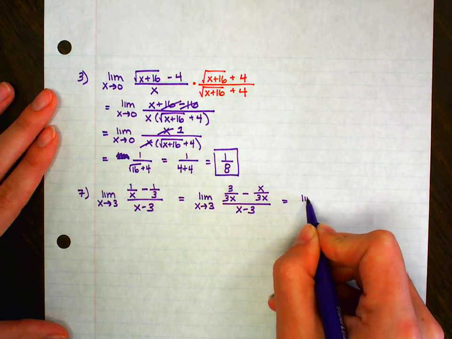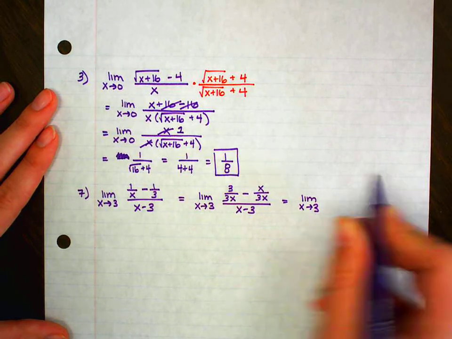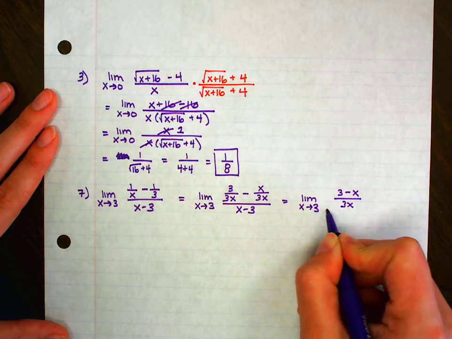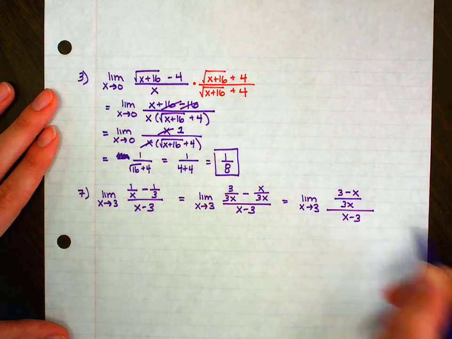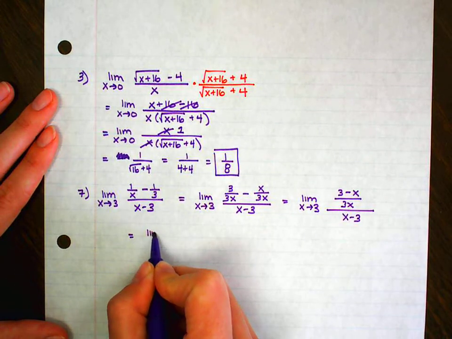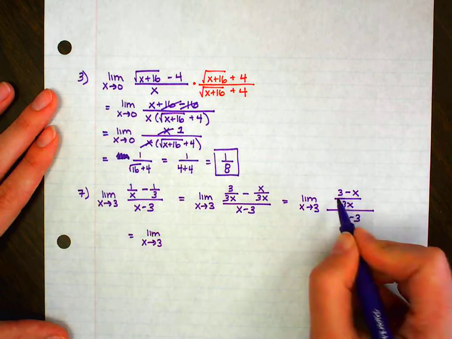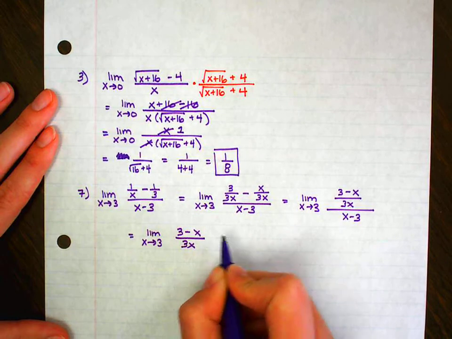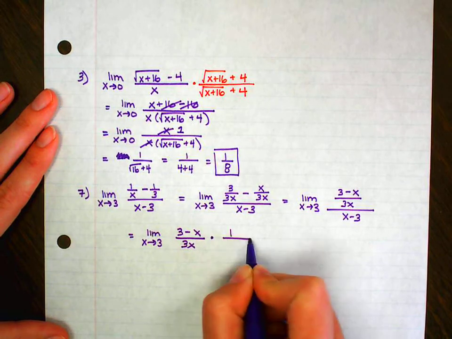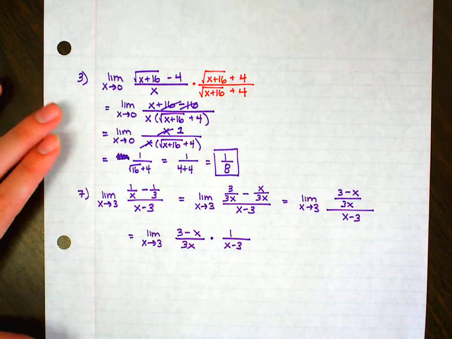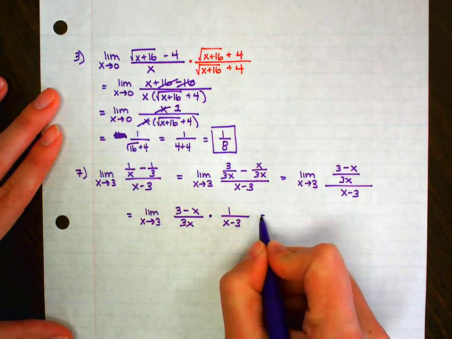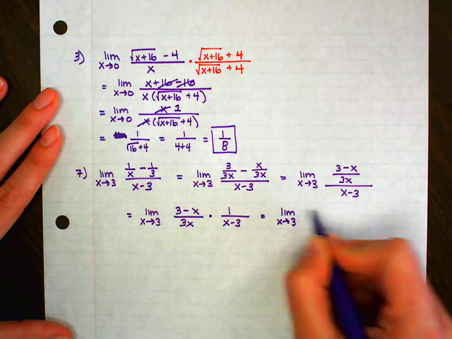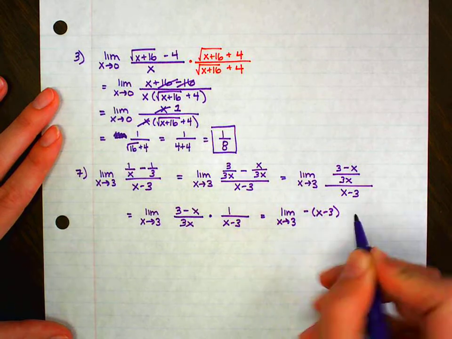The next thing I'm going to do is combine the fractions in the top. So I'm going to have 3 minus x over 3x, all over x minus 3. I have a fraction divided by something, so I'm going to take the fraction and multiply by the reciprocal of this. Now this next step you might not choose to show, but I think it's important to make sure you understand what's happening. This is the same thing as negative x minus 3. I'm just pulling out a negative.